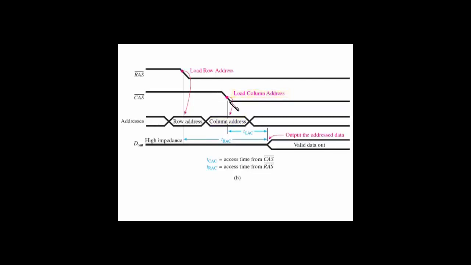So now we've got the row and columns figured out, and there'll be a length of time after the CAS, called the TCAC, before the valid data is output at the data bus. The other time that we have to be concerned with is the TRAC, which is the length of time it takes from the RAS signal dropping low to when we have valid data out. So you have to look at the worst case between the TRAC and the TCAC to find out when you'll have valid data out.